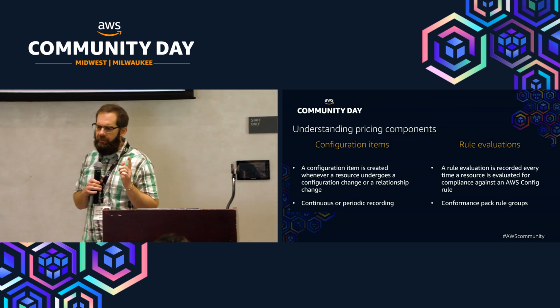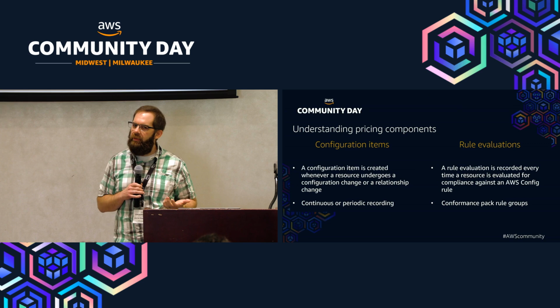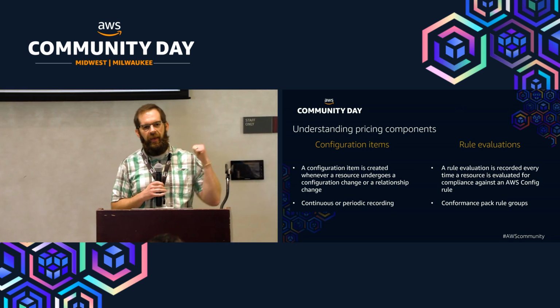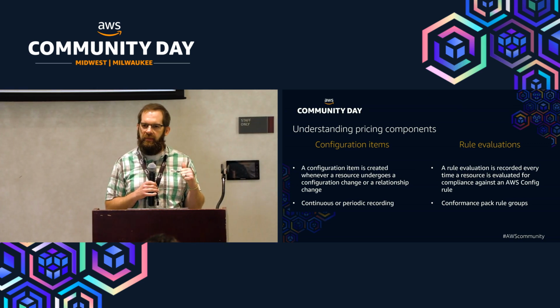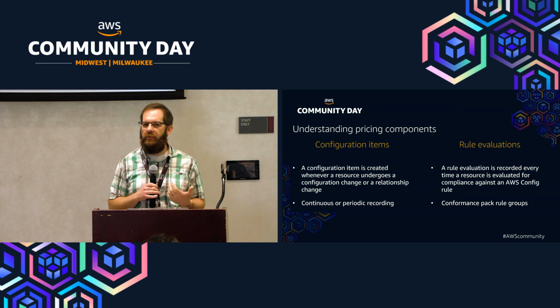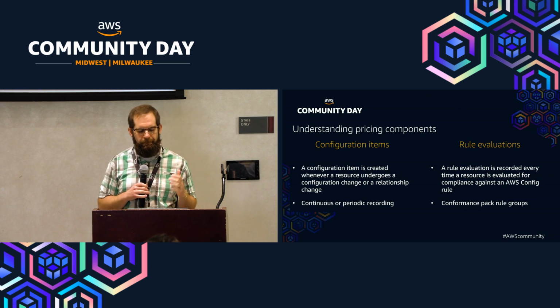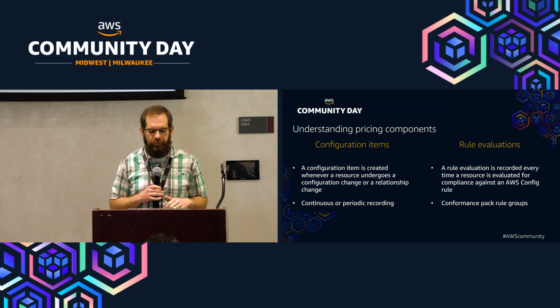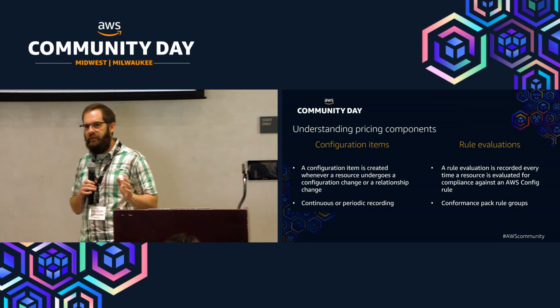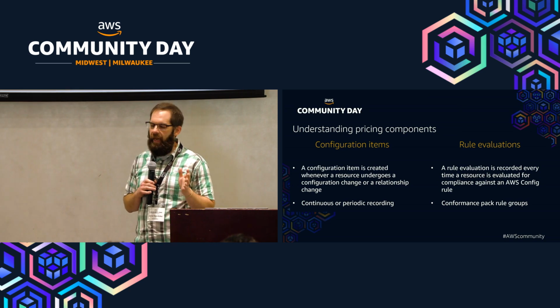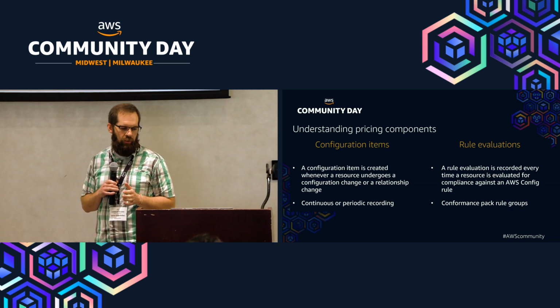There are different ways, continuous or periodic recording. We'll talk about that in the cost optimization section once we get into that. Like, when do you use each of those? When does it make sense? So configuration items, that's one side of the cost equation. Rule evaluations is the other category or bucket of where you see cost in Config.